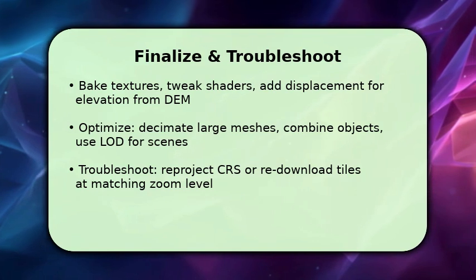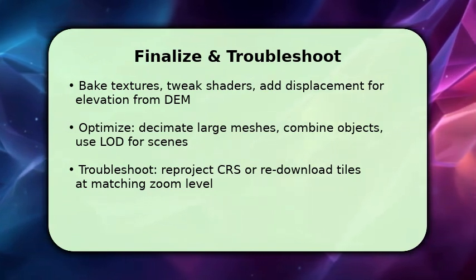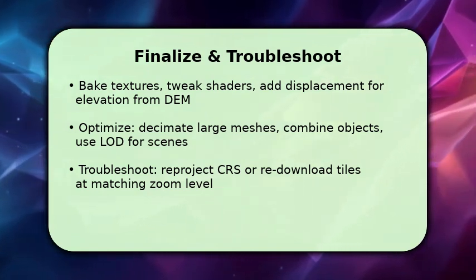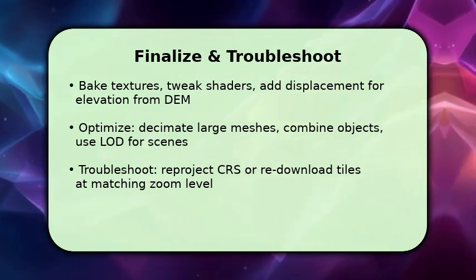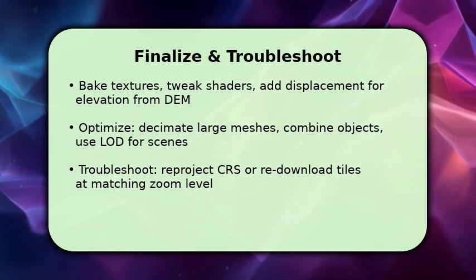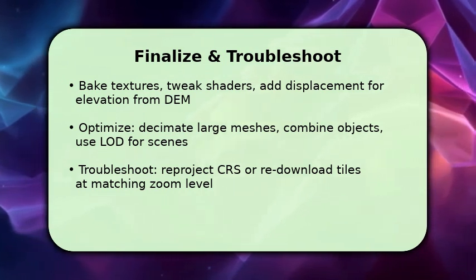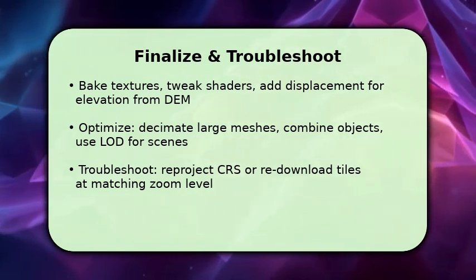Use displacement maps from DEMs to add realistic elevation where available. Then optimize the scene by decimating dense meshes and combining static objects so Blender performs smoothly. Once done, set render camera and lighting for final output.